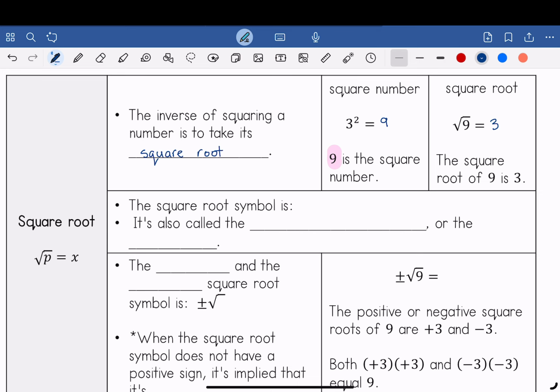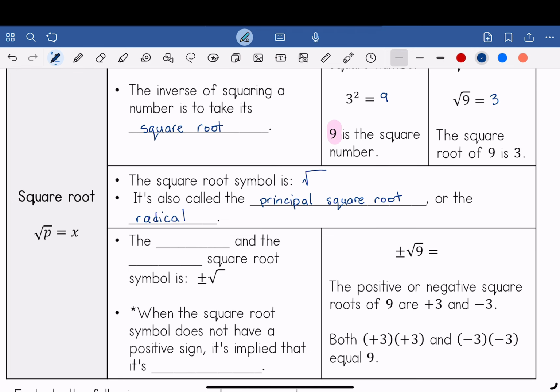The square root symbol is also called the principal square root or the radical. The positive and the negative square root symbol is the sign that you see here. So you'll have a plus and a minus.